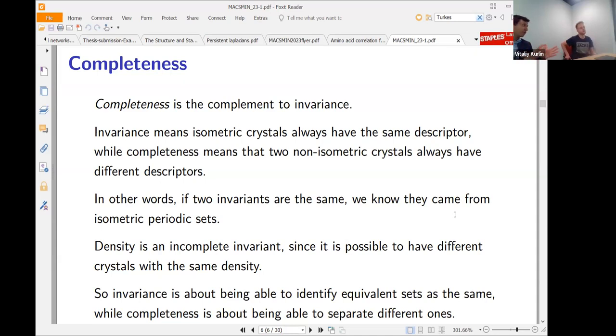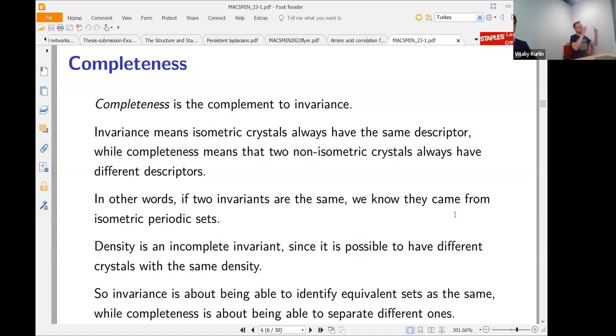Okay? So far you've talked only about invariants. Yeah, we haven't gotten to comparing two different ones just yet. So we're just going to map our crystal, our periodic set, to an invariant, and later we compare them. I'll talk about continuity in a second. But this is the other side to invariance, whereas invariance says two equivalent representations go to the same descriptor, invariant, I'll try and use now.